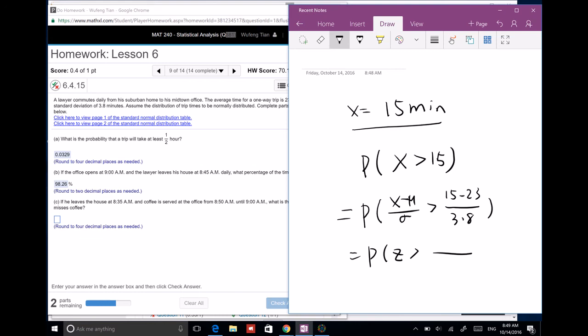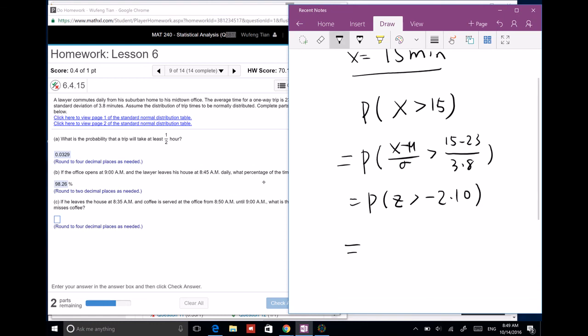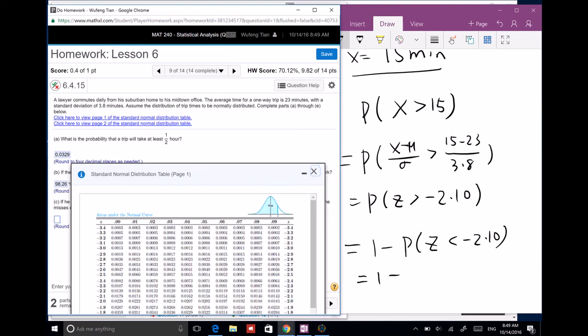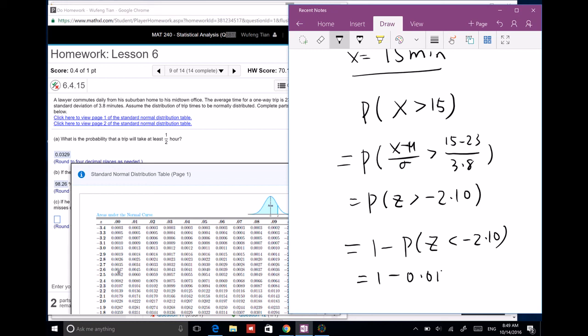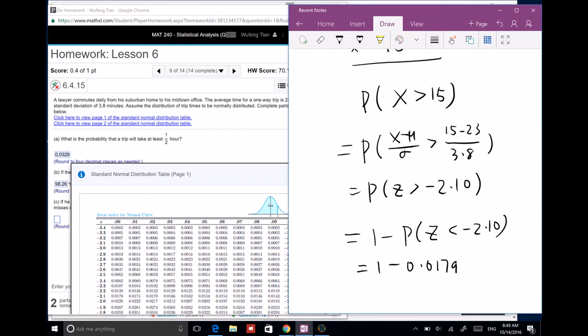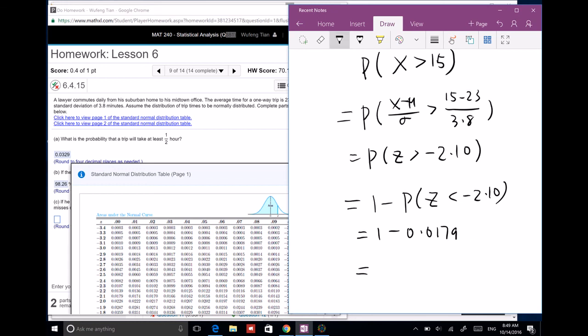15 minus 23 is negative 8, divided by 3.8, negative 2.10. The table only gives you the probability of z to the left, z less than negative 2.10. So it's 1 minus the probability of z less than negative 2.10, which is 1 minus 0.0179. So it's 0.9821.